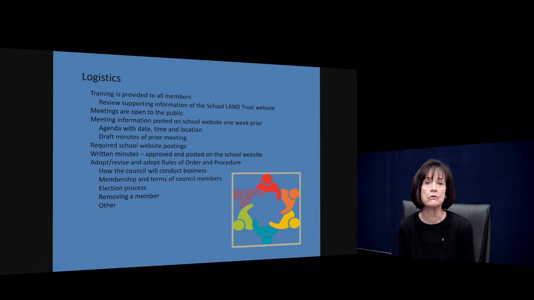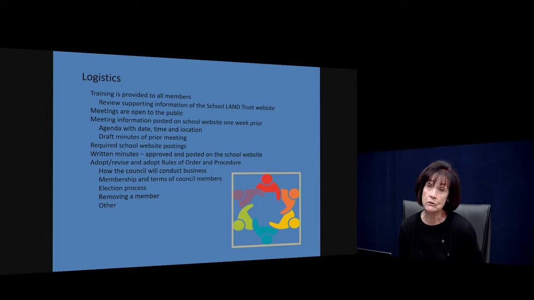This part is going to address the logistics. So how do these things happen? The first responsibility of a council member is to make sure that everybody's trained so that they can conduct their assignments in an appropriate way, that they understand what it is that they're supposed to accomplish. Meetings are always open to the public. Councils do not have a reason to ever close a meeting.